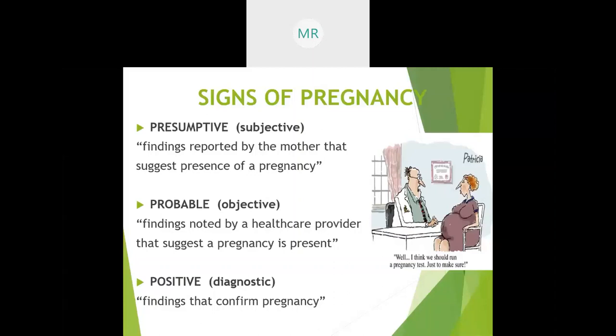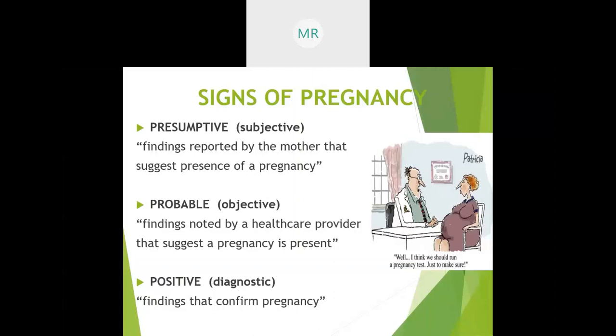These are all objective. These are all findings that are noted by the healthcare provider that do suggest the pregnancy is present. We have an enlarged abdomen. That's all probable. That's all objective because we could see it. Changes in pigmentation, the healthcare provider could see it. That's all objective. We can do a pregnancy test that's positive. Let's say we do a urine pregnancy test in the office and it's positive, and that's objective. I can see that it's positive.